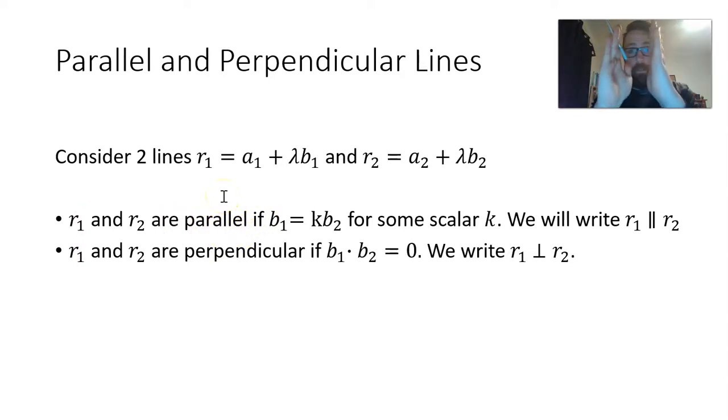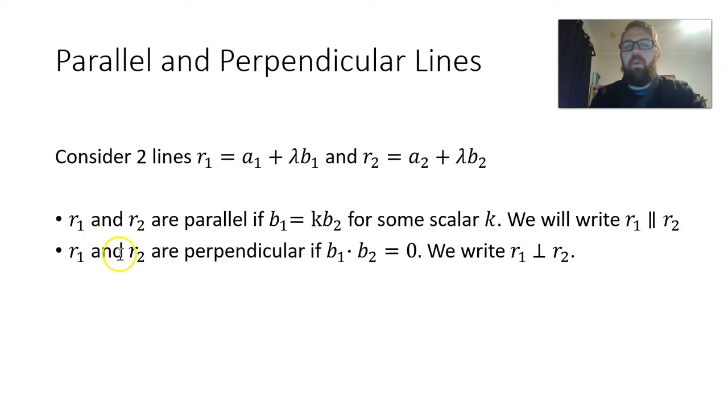Now, if those 2 lines are parallel, meaning running forever next to each other, never crossing, never separating, then B1 is equal to k lots of B2, so some scalar multiple of B2. If that's the case, we write R1, then these 2 vertical lines for parallel, with R2. So that's parallel.